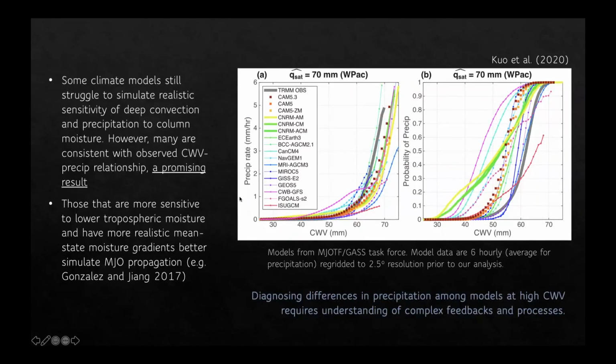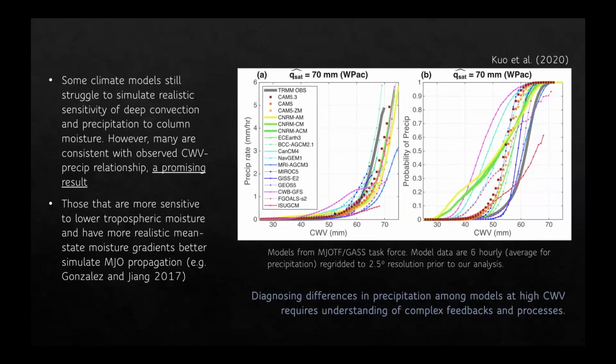And so this is an example showing the column water vapor precipitation relation. This left panel is the precipitation rate, and on the right panel, on the y-axis, is the probability of precipitation. The observations are in gray from TRMM. You can see that some climate models still struggle to simulate realistic sensitivity of deep convection and precipitation to column moisture, but many are consistent with this observed nonlinear strong increase in precipitation with column water vapor. So models are becoming more sensitive as we make improvements to moisture, and I think that's a very promising result.